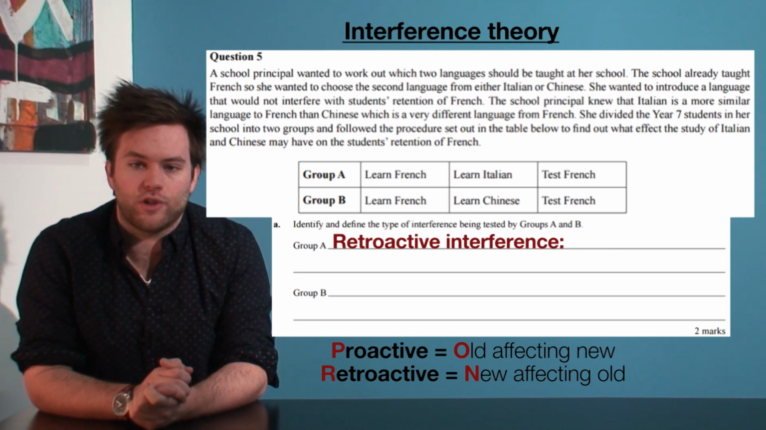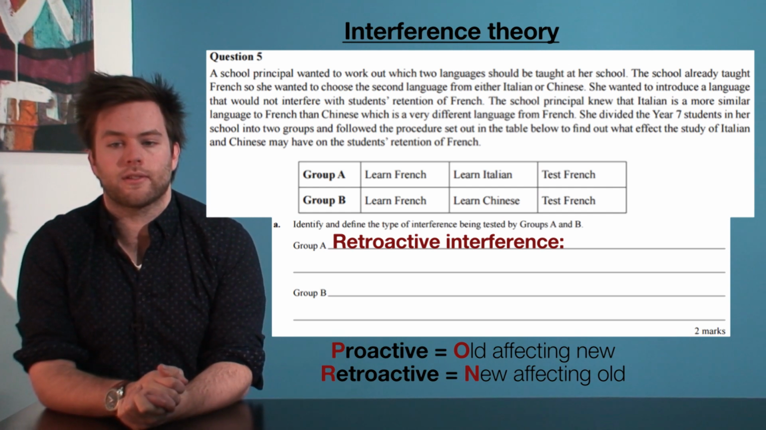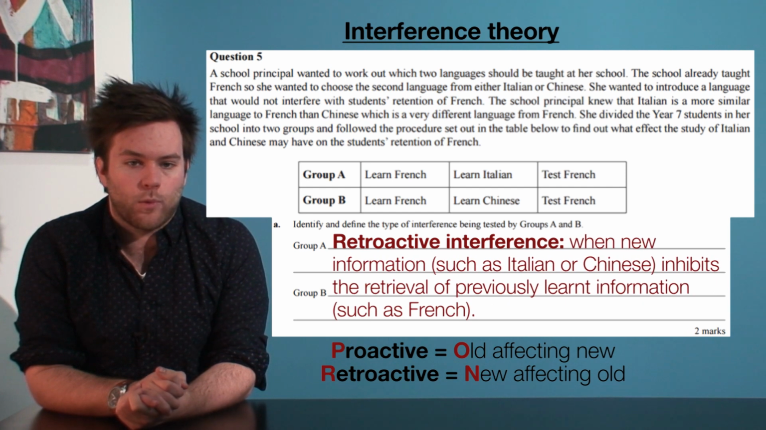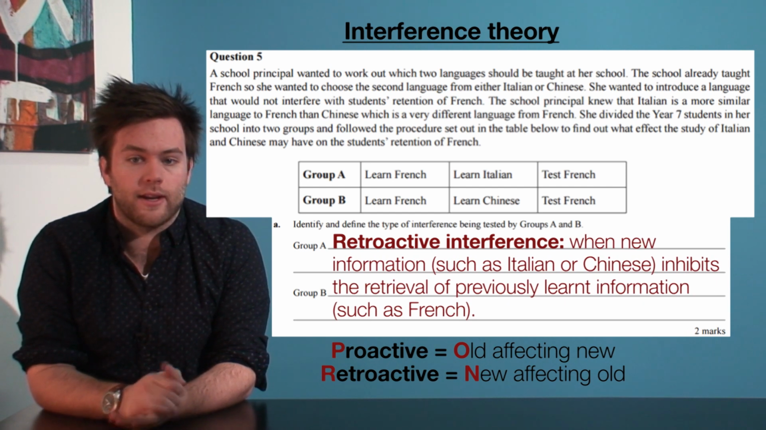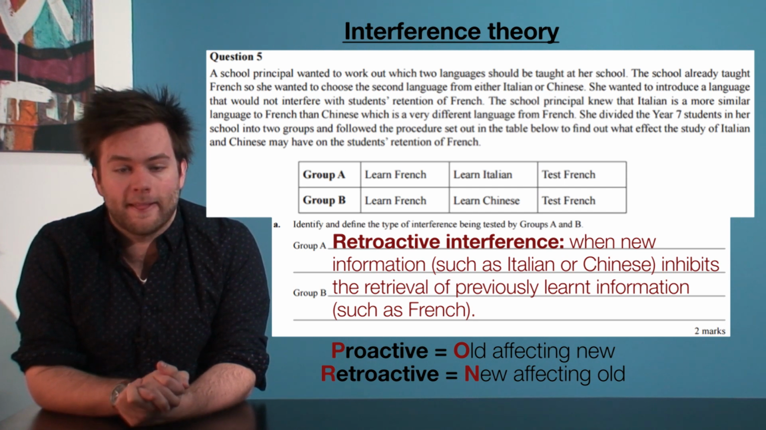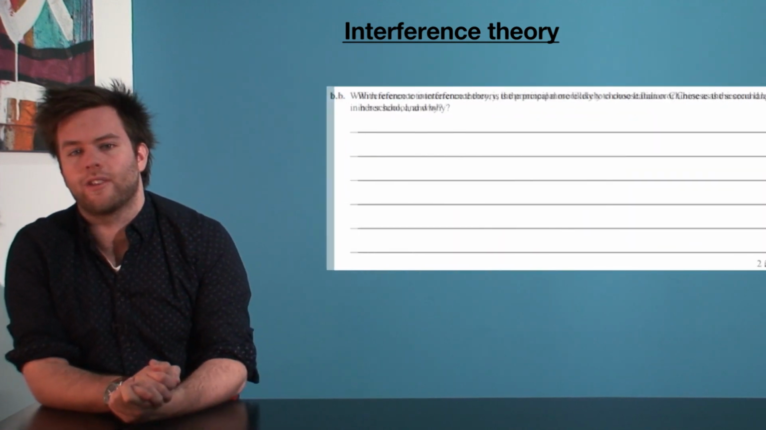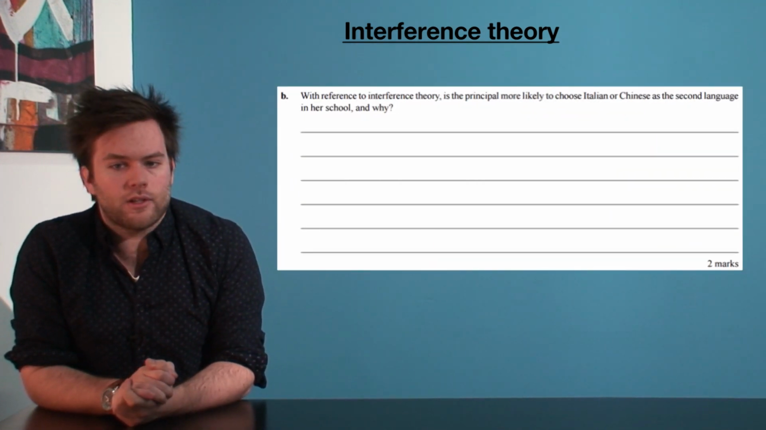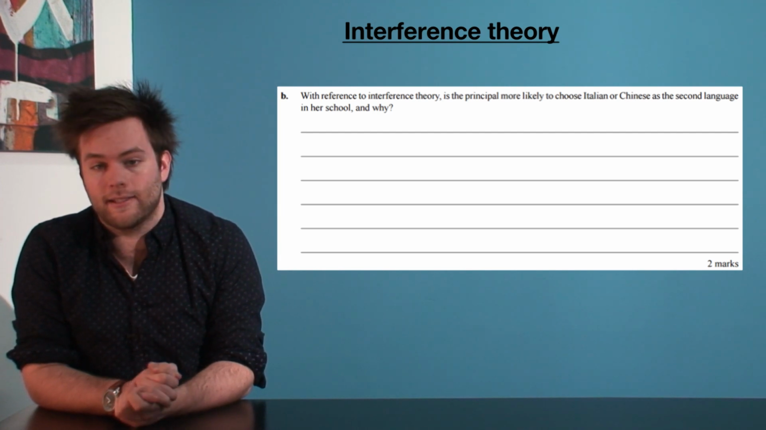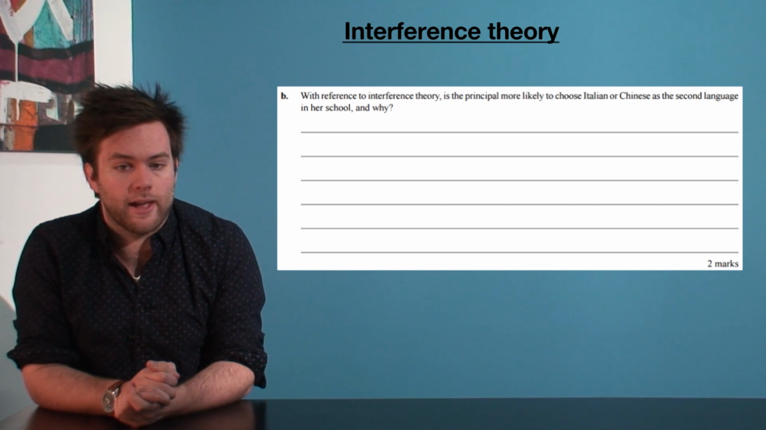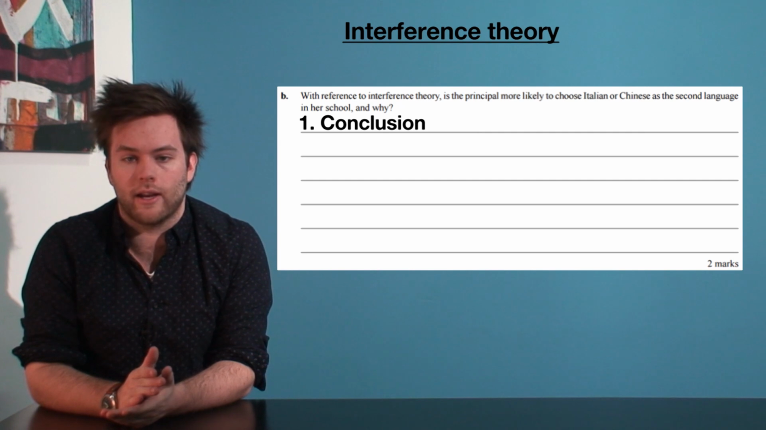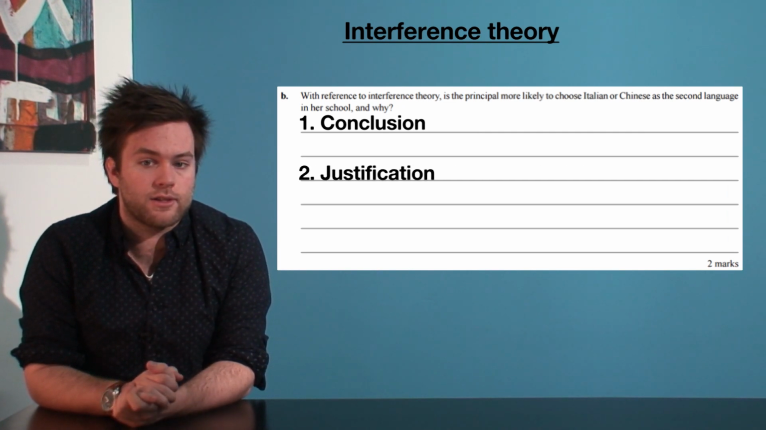To complete the question, we just need to define retroactive interference. So our answer could be something like, retroactive interference, when new information, such as Italian or Chinese, inhibits the retrieval of previously learnt information, such as French. Let's move on to the second part of the question now. It reads, with reference to interference theory, is the principal more likely to choose Italian or Chinese as the second language in her school, and why? For this, you will receive 1 mark for saying either Italian or Chinese, and 1 mark for your justification.